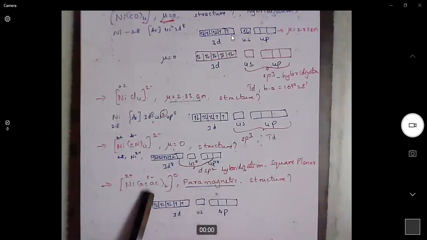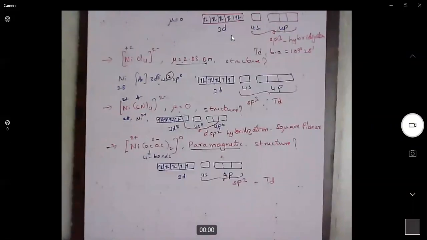Then acetylacetonate is a bidentate ligand where each ligand will form two bonds. There are two such ligands, so it will form four bonds. That means we need four empty orbitals. It will undergo sp3 hybridization, tetrahedral geometry. I'll give you one more practice problem.